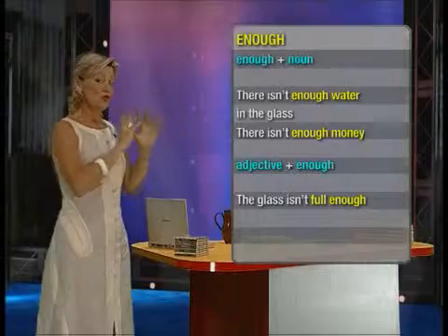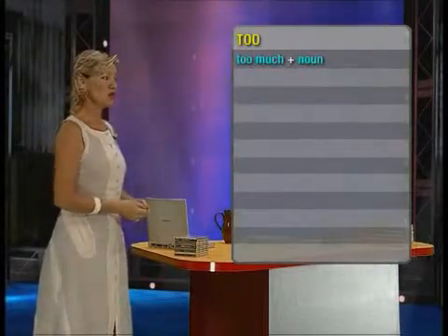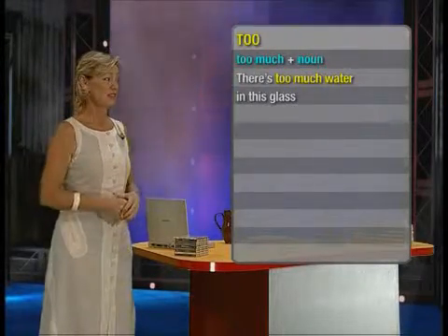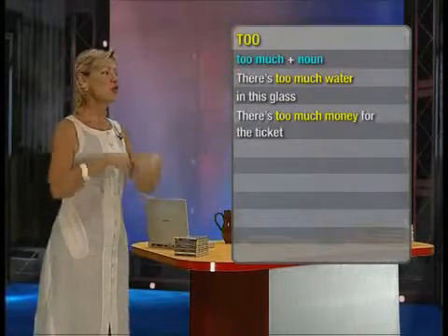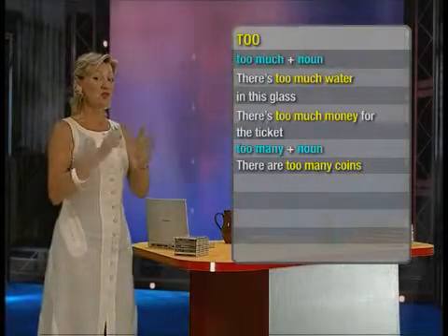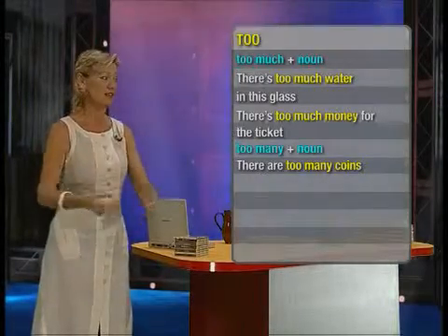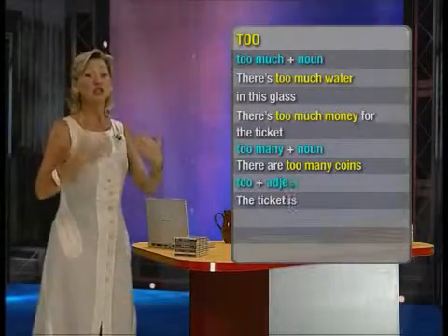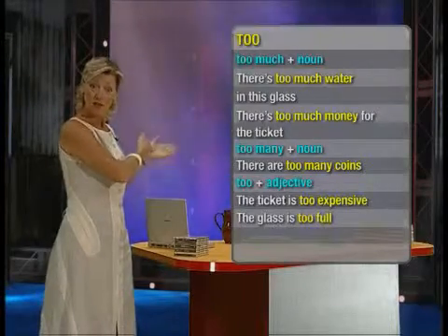Let's move on to when we talk about something in excess. So, there's too much water in the glass. There's too much money. Great. There are too many coins. Now, many is because we use it with countable things. There are too many coins. We can use it with an adjective. For example, the ticket is too expensive. The glass is too full.